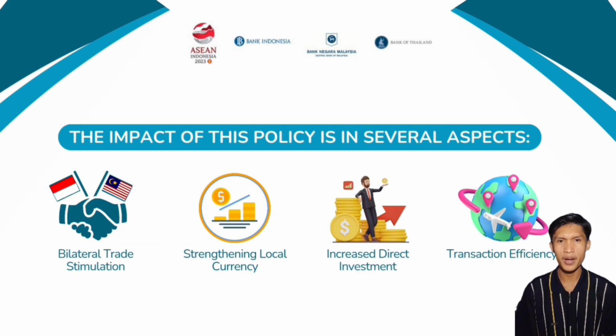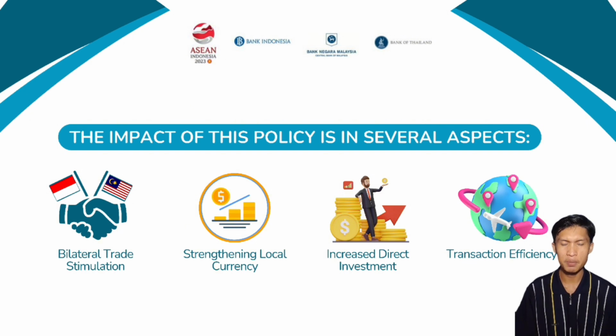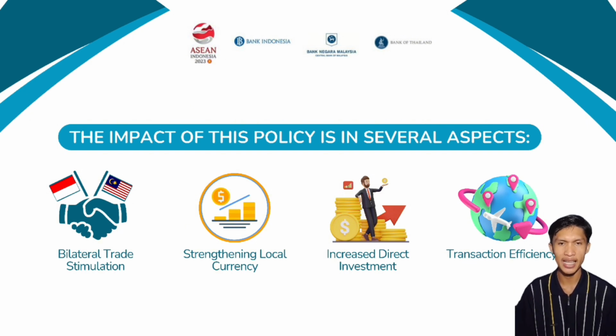And what is the impact of this policy? There are several aspects. The first, in the aspect of bilateral trade stimulation. By increasing the use of local currency in bilateral transactions, trade between Indonesia, Malaysia, and Thailand can experience stimulation. This policy can change the structure of expenditure in trade and has the potential to increase the volume of trade between the three countries.